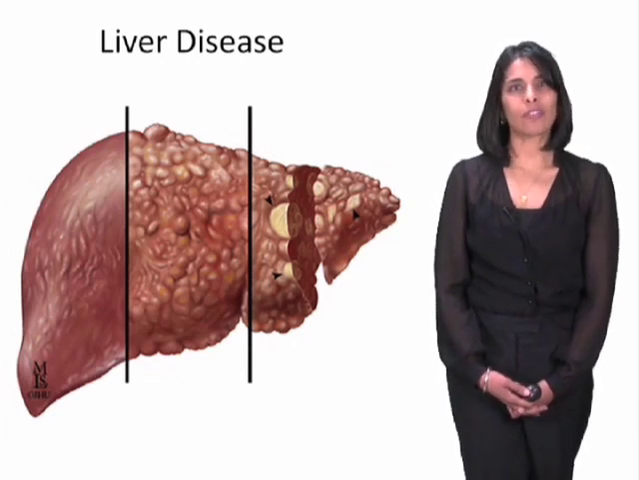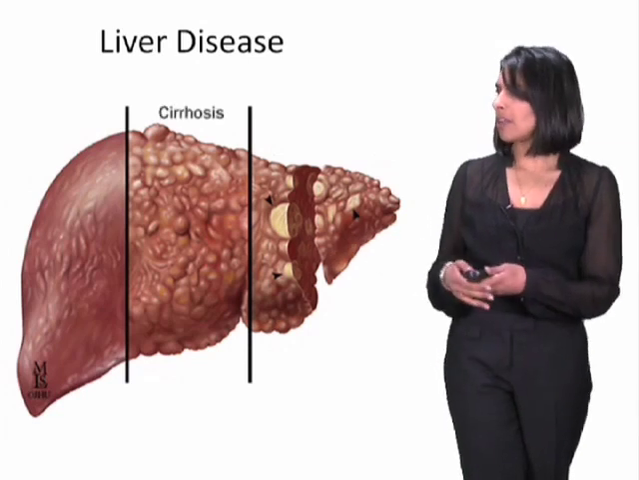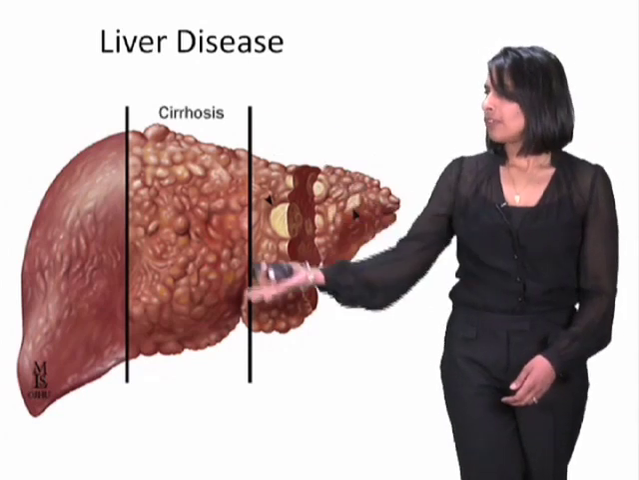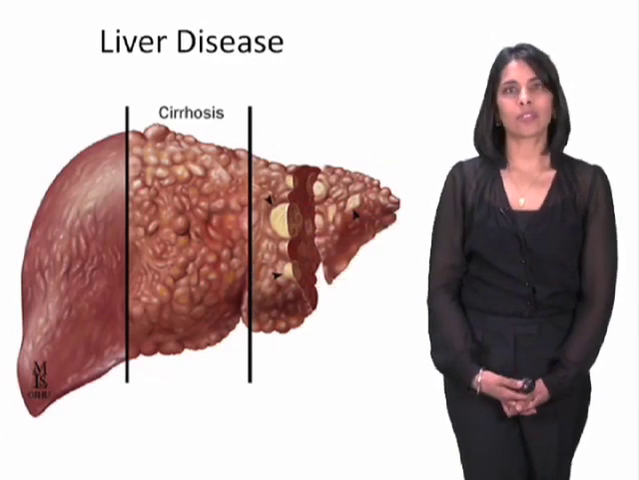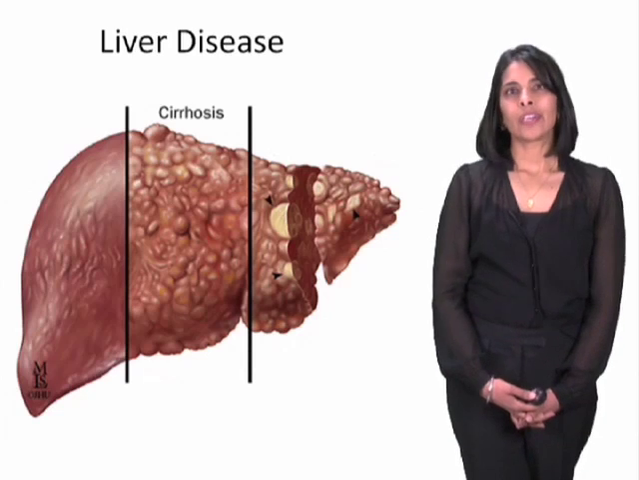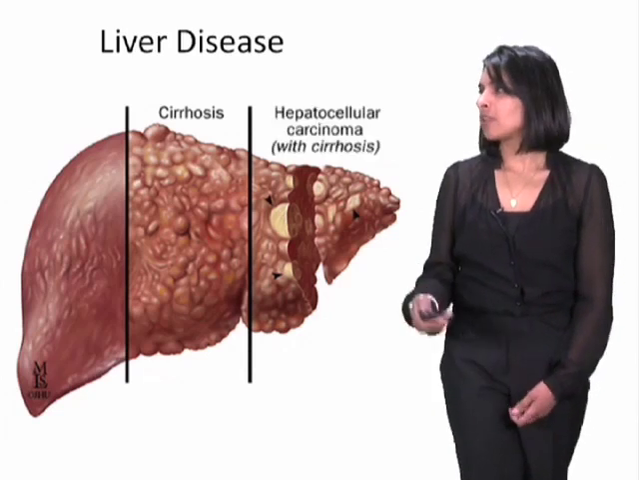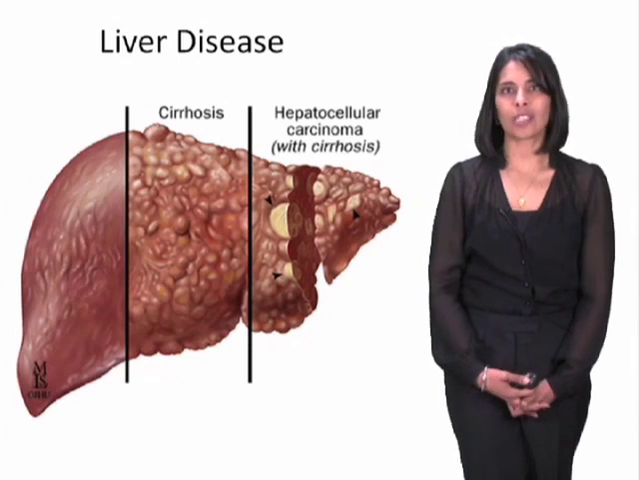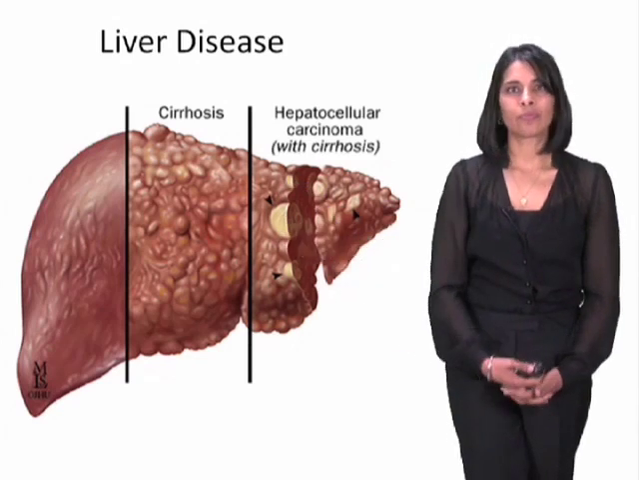What happens when the liver gets damaged is it forms scar tissue, seen here in the middle panel. The scar tissue evolves into this nodular pattern known as cirrhosis. A cirrhotic liver is prone to developing cancer over time. So patients who have liver disease often progress to liver failure and liver cancer.